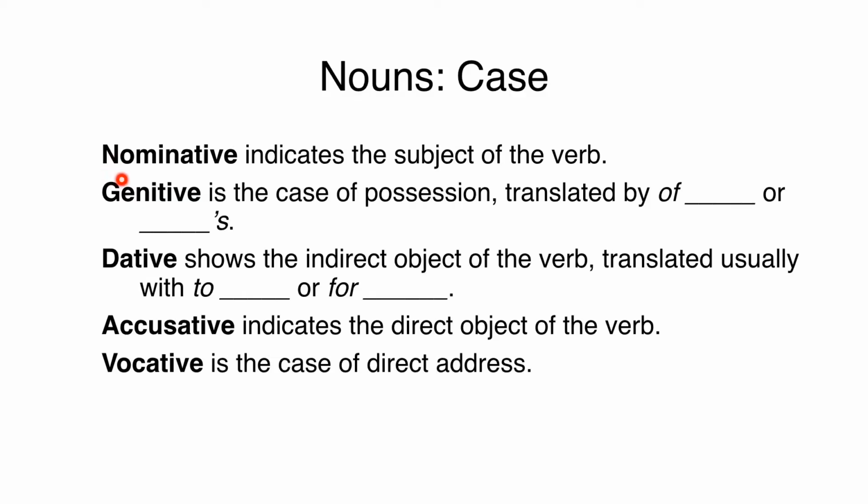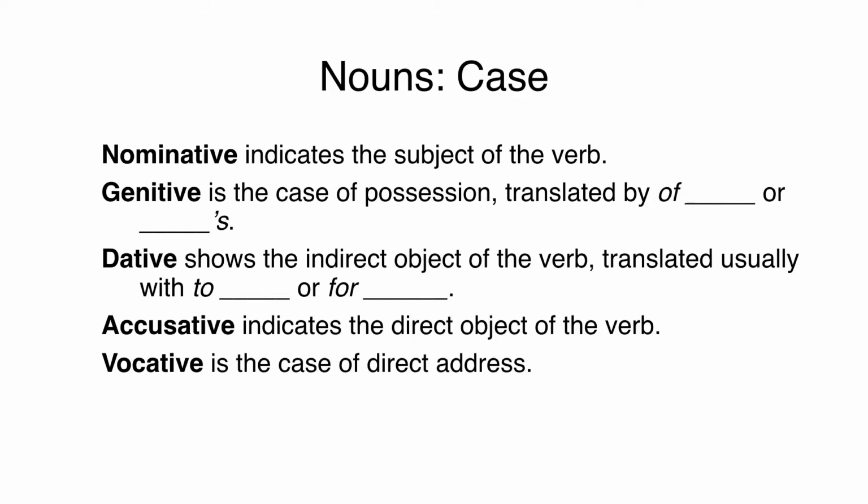And we're just going to talk briefly about each of these cases so that you can understand what they're about. First, we have the nominative case. The main function of the nominative case is to indicate the subject of the verb. So if Jesus spoke a parable, then Jesus is the subject of the verb. He is the one performing the action of speaking, and the parable is the object, that is what he spoke.